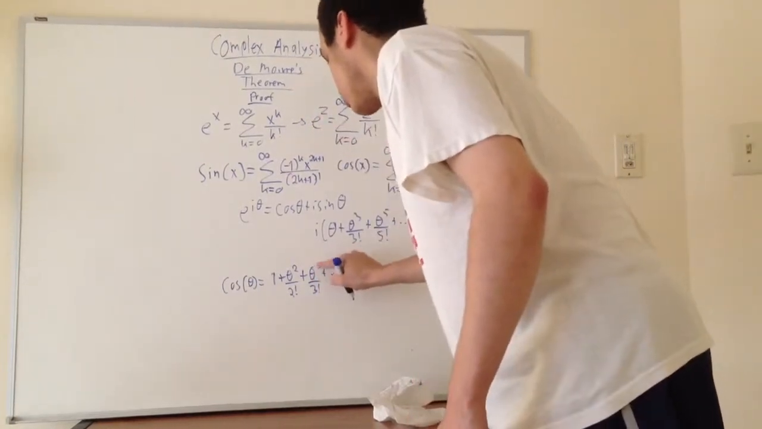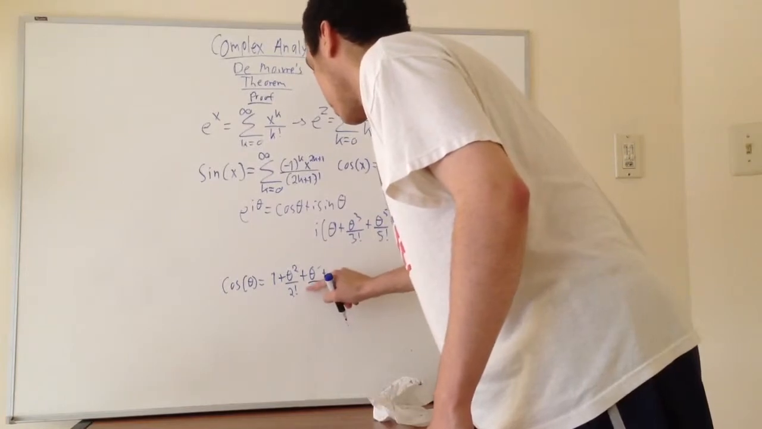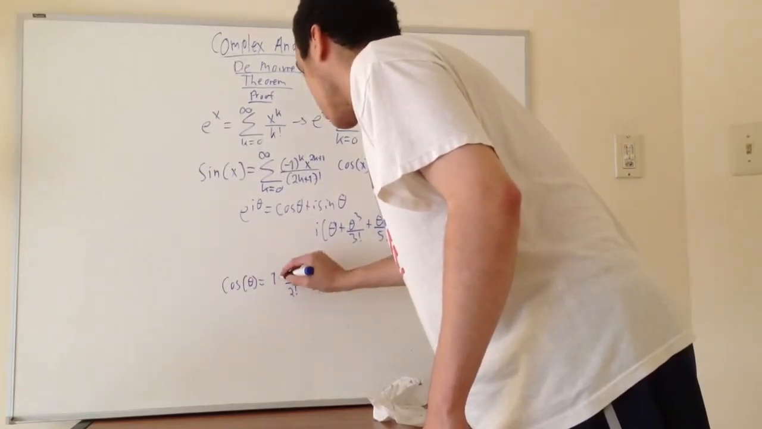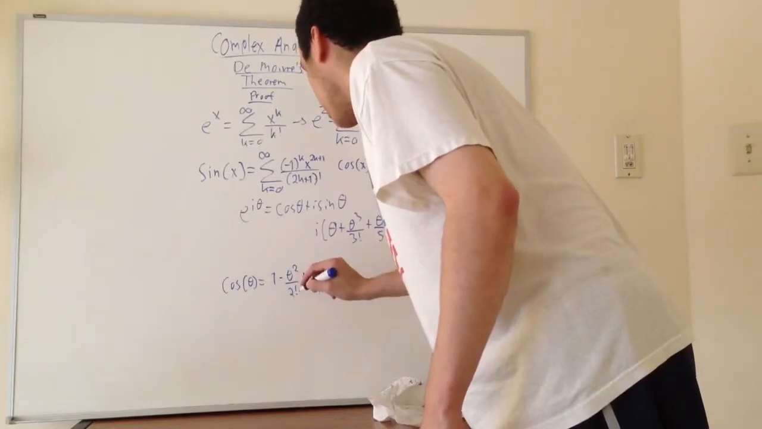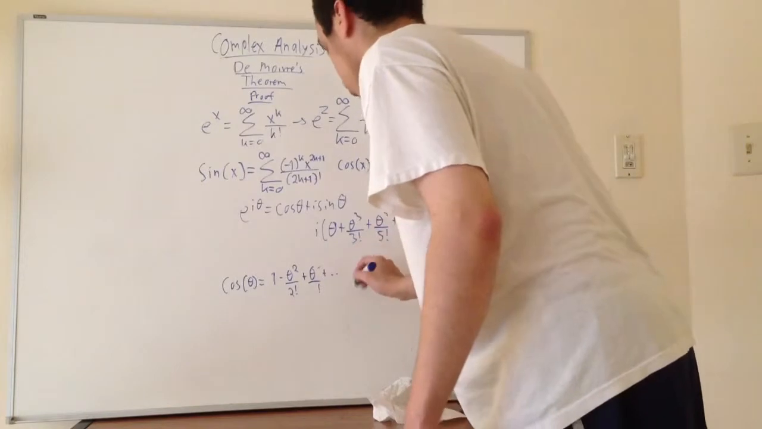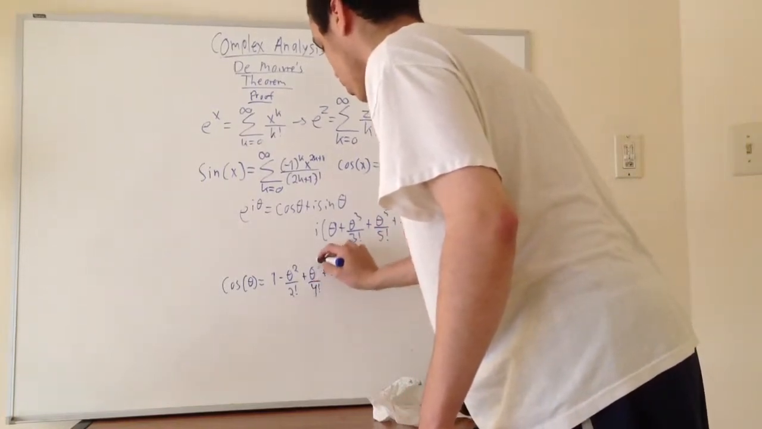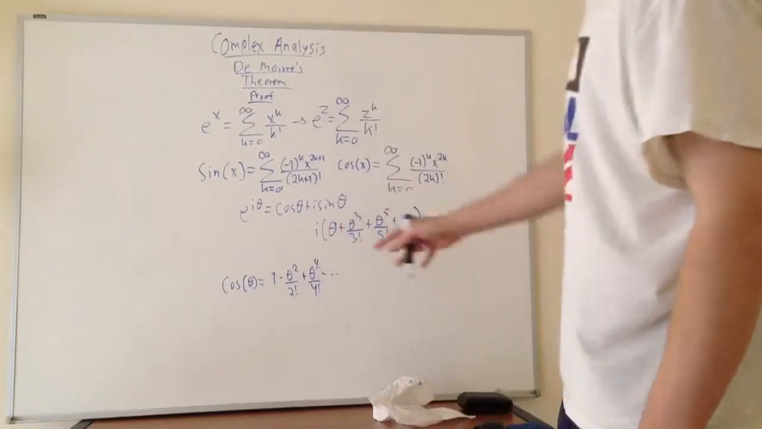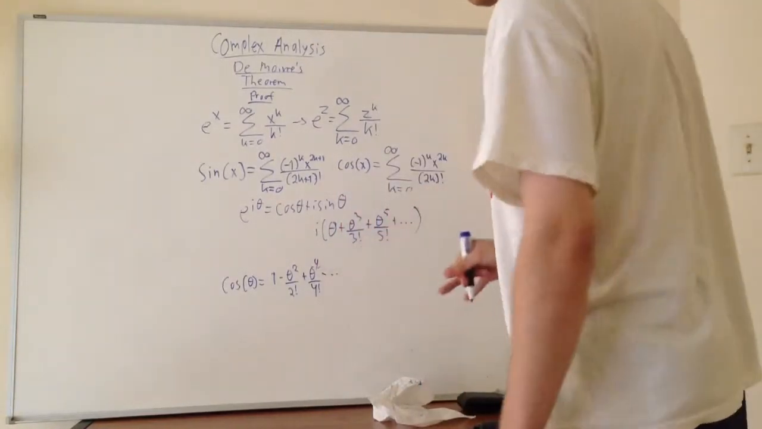So, no, my bad, guys. It should be minus, plus, and then so on and so forth. This should be 4 factorial, and this should be minus 6 factorial, whatever. So this is a shorthand version of the expansion.